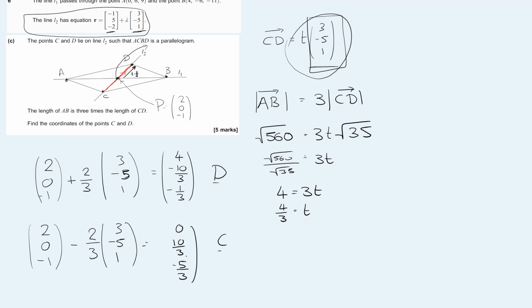Okay, now again, you probably should write them out as points, because they are points. So D is equal to (4, -10/3, -1/3), and I'll do C as well, but the mark scheme does state that actually they're accepting them as column vectors.